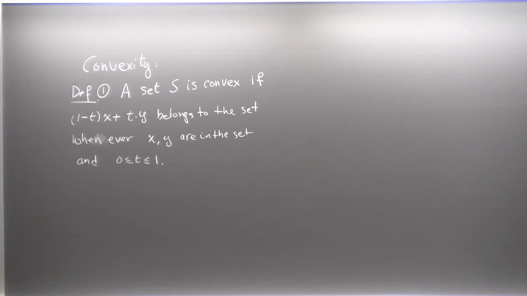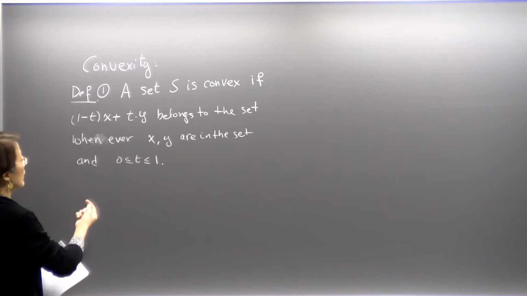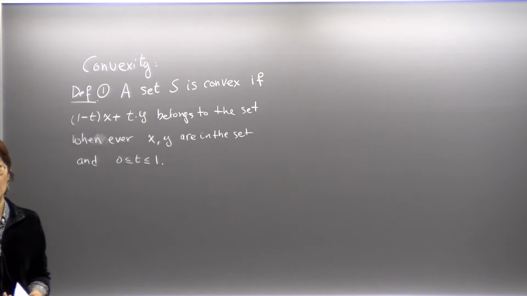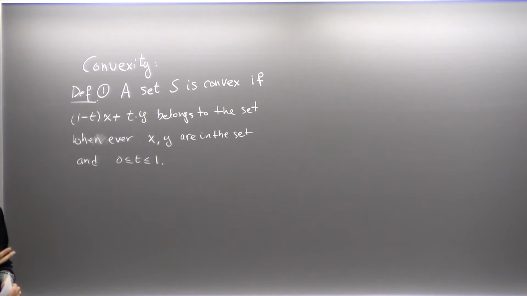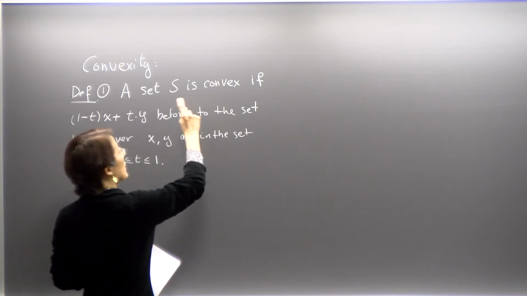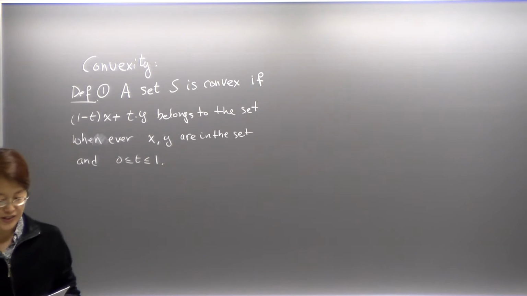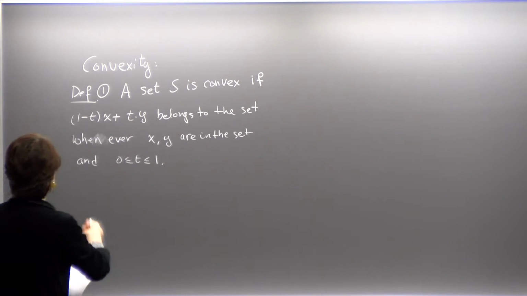So x and y are two elements in this set S, and you can think of vectors, maybe, if you talk about a vector space. And then t is a real number. It lies between 0 and 1. So what I did here is basically a linear combination of x and y, and I formed a new element. And that one is also in the set S. And if that is the case, then we call the set convex. So what does it mean?